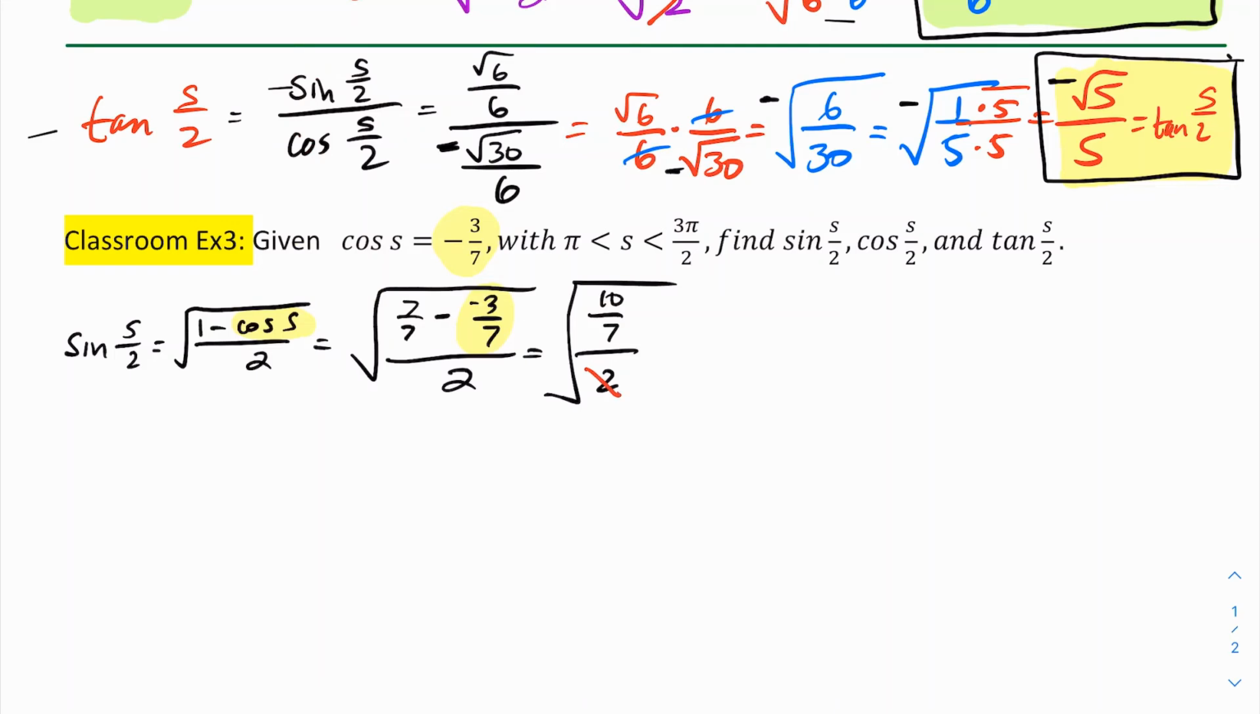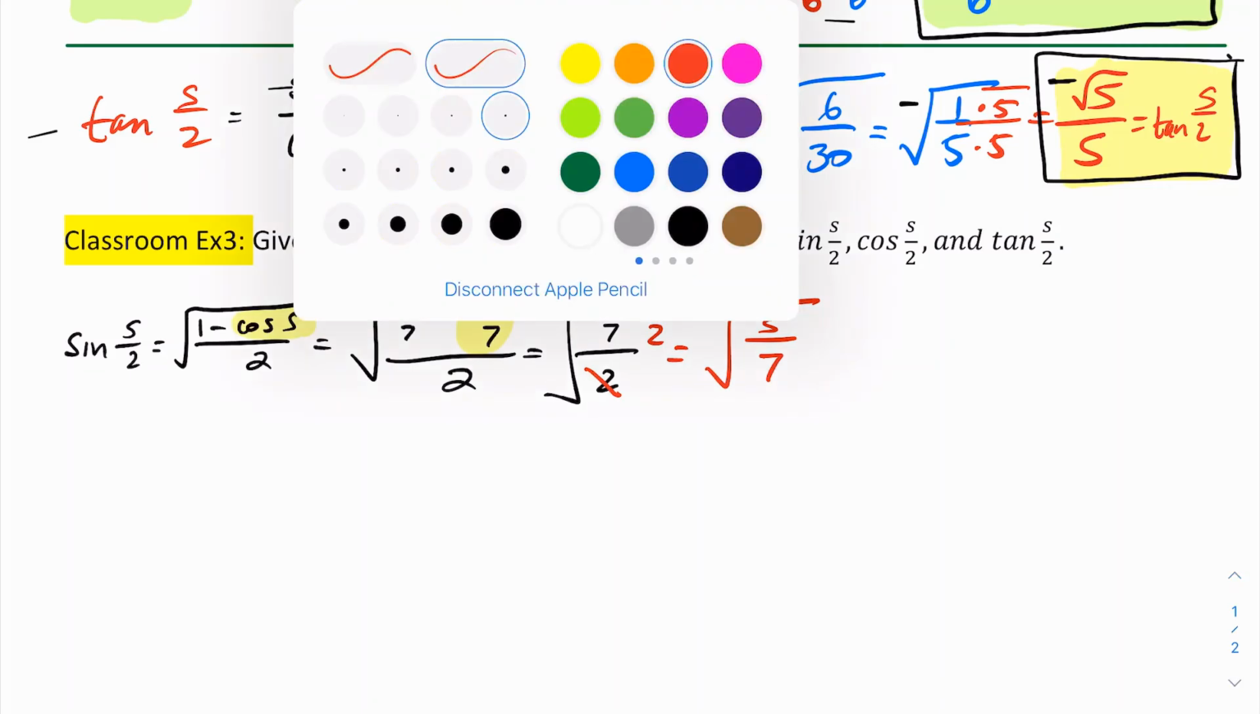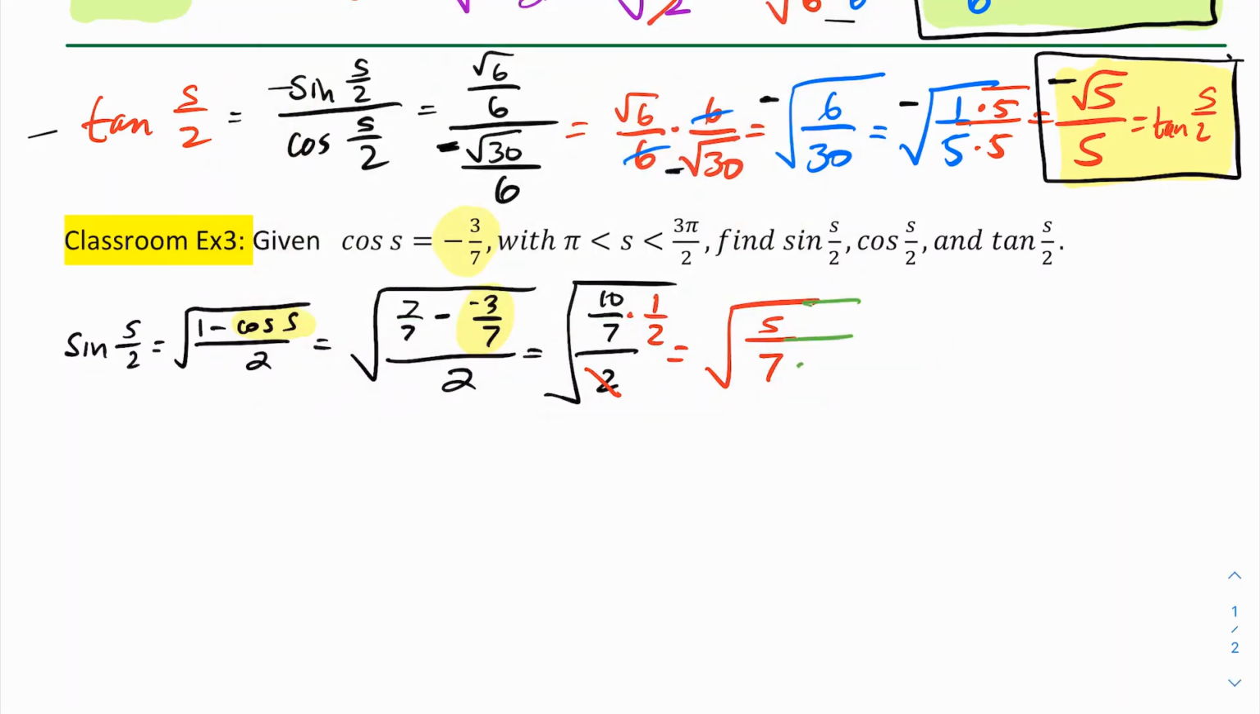Dividing by 2 is the same thing as multiplying by a half. So that's going to give me, reduce that, I was going to say 10/14, but this is going to be 5/7. And then to simplify this, you're going to have the square root of 35 over 7, which is sine of s over 2.